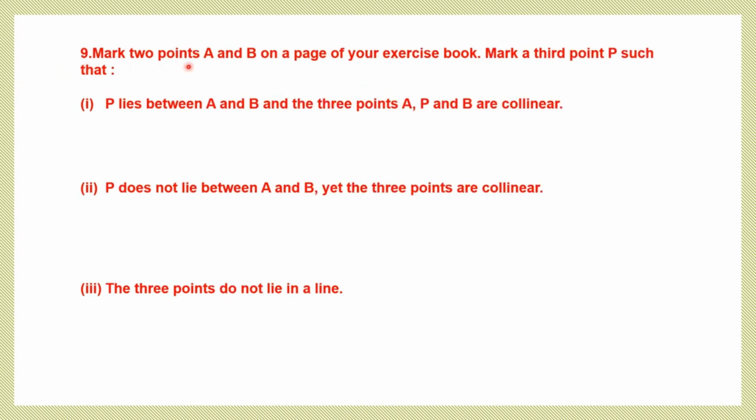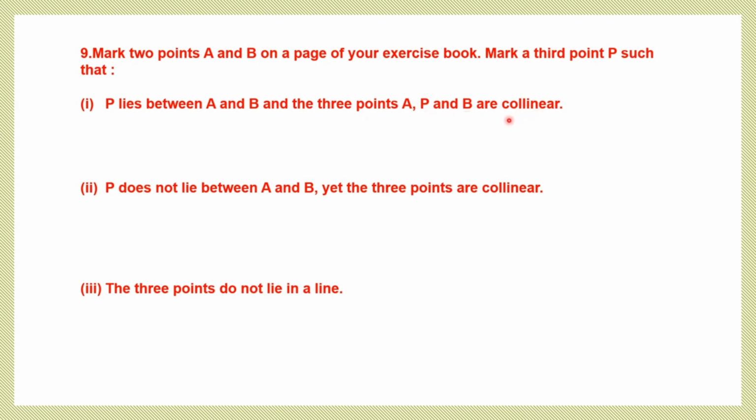Question 9. Mark 2 points A and B on a page of your exercise book. Mark a third point P such that we follow these conditions. Where should we put P? Okay, so P lies between A and B. This is the first one. So you're going to mark 2 points A and B, and then P should lie between A and B. And the 3 points A, P and B are collinear.